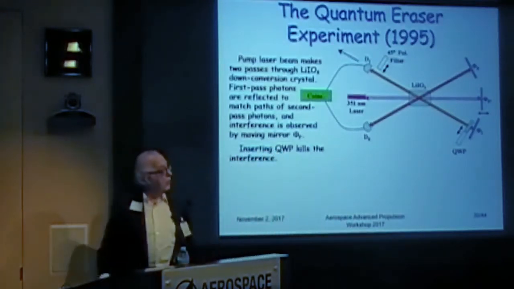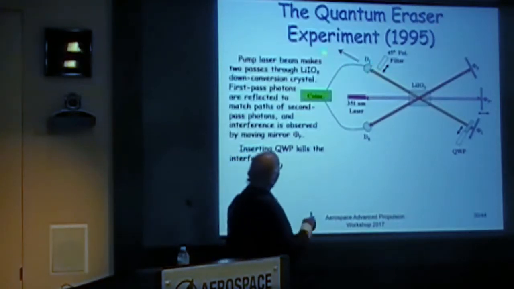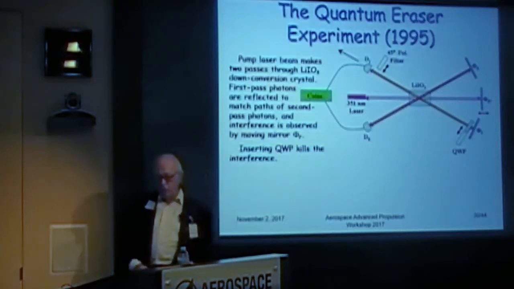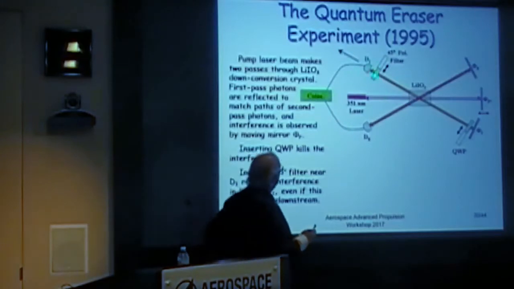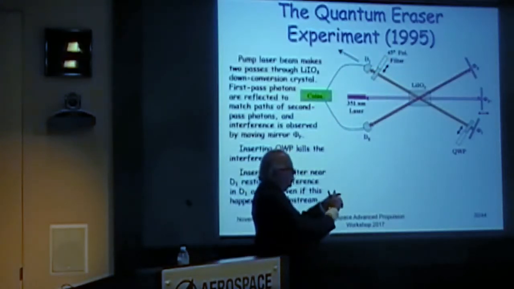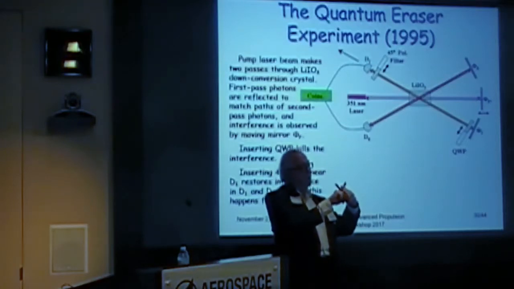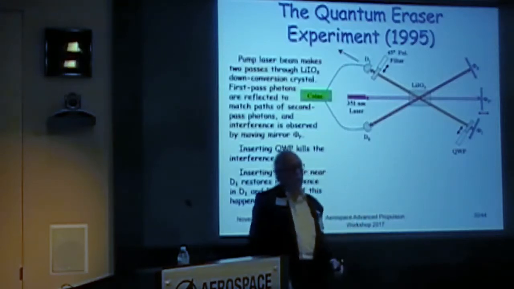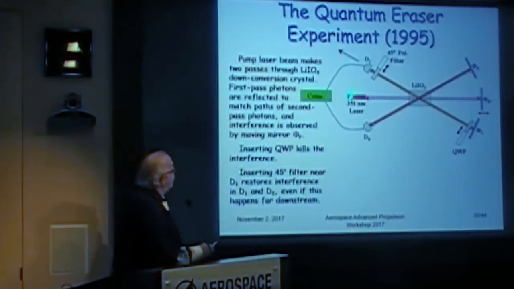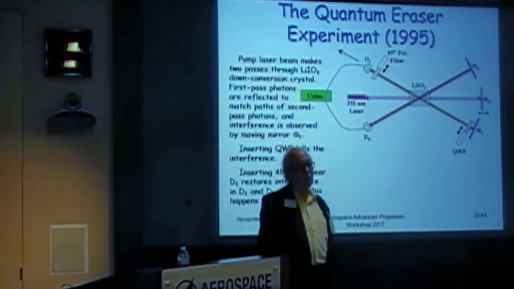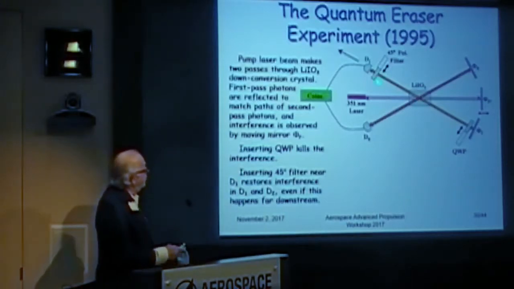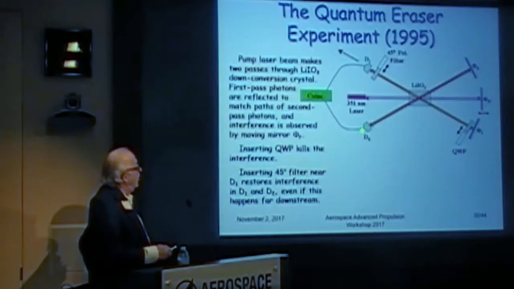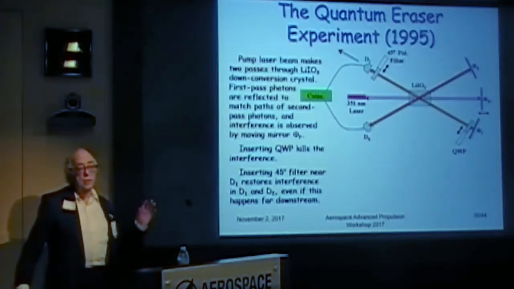However, down the line here, and this could be way off in the distance, we put in a 45-degree polarizing filter, and now we have these two different polarization states, one this way and one that way. Now the 45-degree filter takes this component of this guy and this component of this guy and only lets those through. Now we can have interference again, and the interference comes back. And so you have erased your which-way information retroactively after the photons have already arrived at this detector and so forth. So that's the quantum eraser experiment.